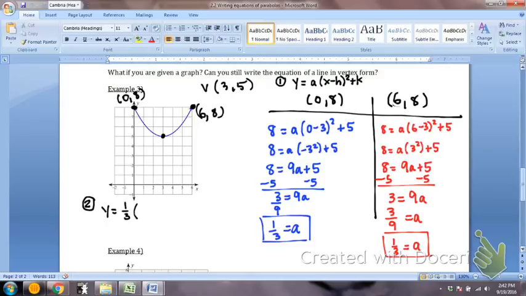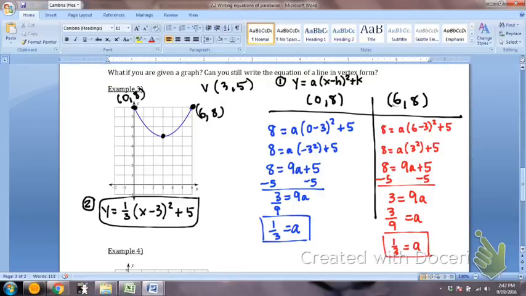So I should have 1/3 x minus 3, because we do the opposite of h, plus 5. Any questions on that one? Put it next. You're going to put your x next. You write your final equation. Okay, I want you to do example number 4 with your neighbor.